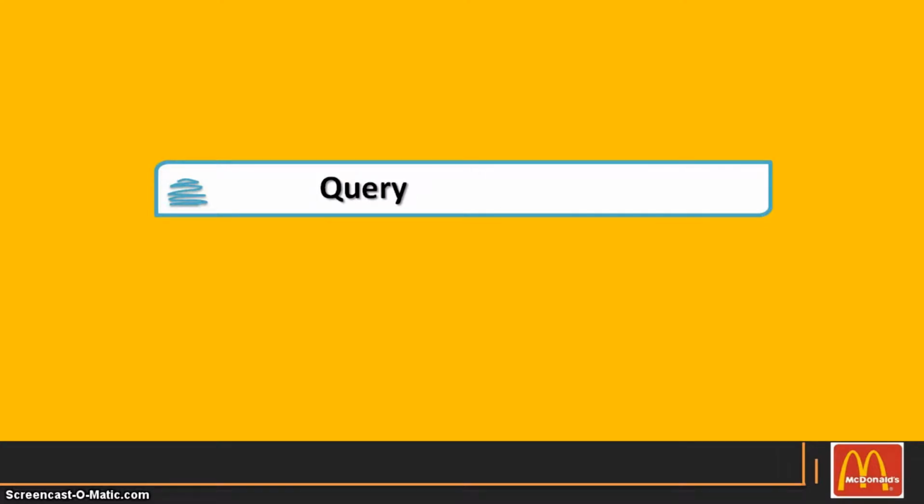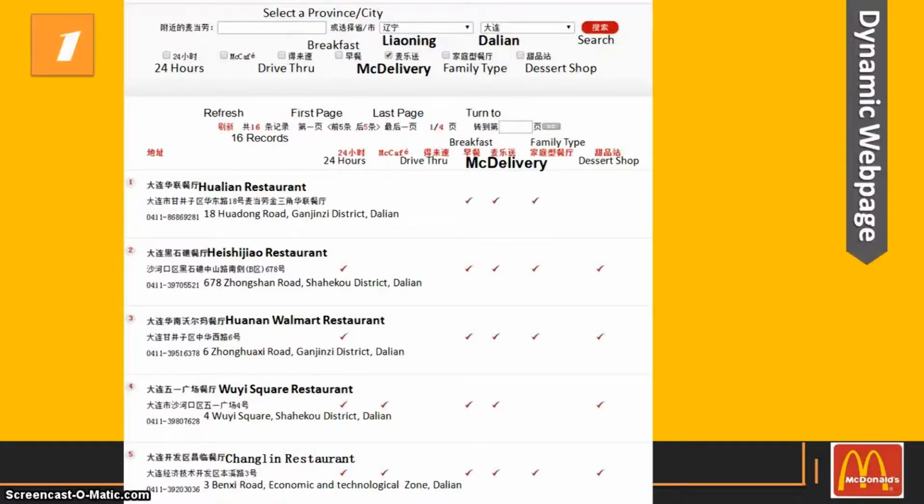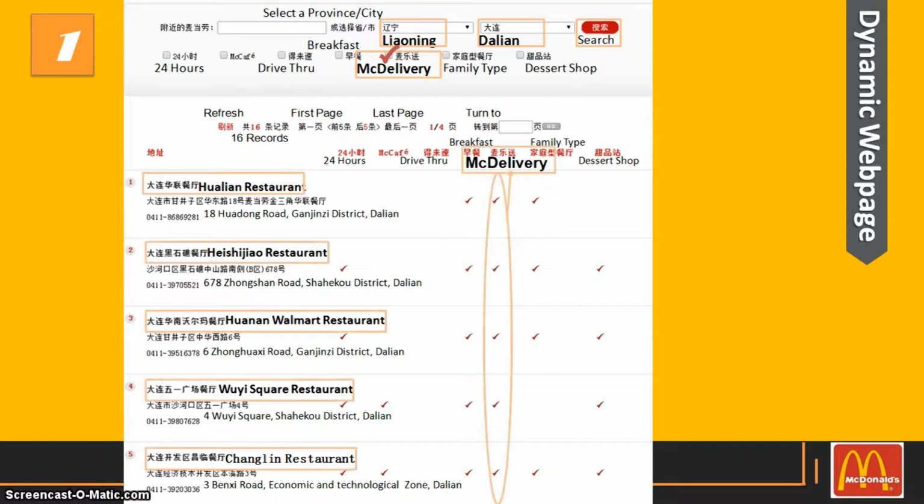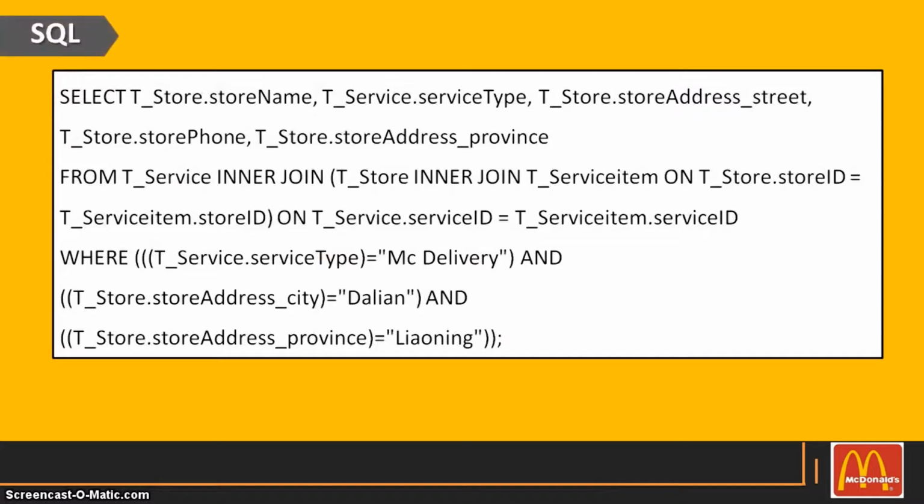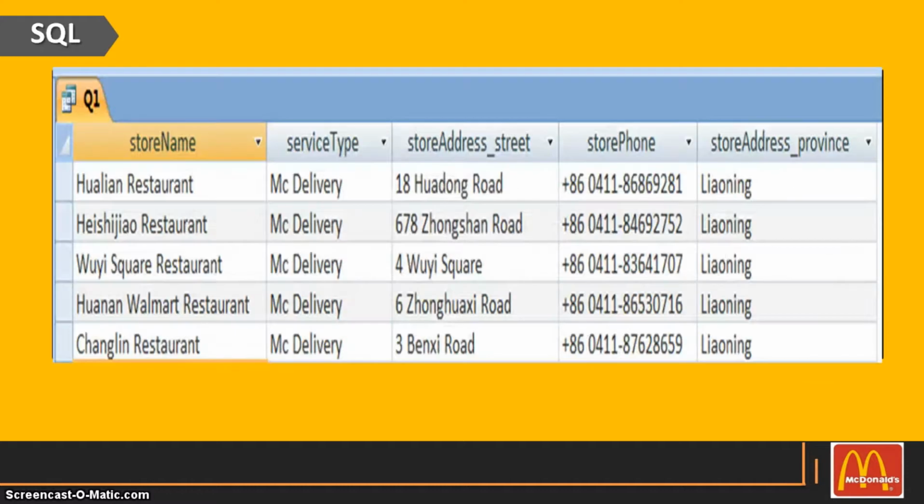Next, I will show you 2 possible meaningful queries. First, if the customer selects Dalian as the city and Liaoning as the province, when he takes McDelivery and clicks the search button, then he will know the information of every restaurant in Dalian that provides McDelivery service. This is the query in SQL format behind it, and here is the Access result.